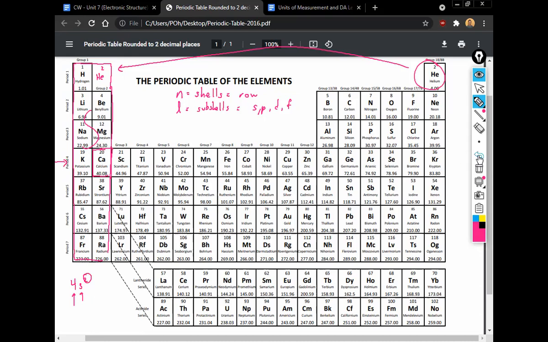Okay, so just to repeat, this is a lot easier, right? Calcium is in the 4th row, so that's where we get the N number 4. S is the L, the subshell. It's in the S section. And then if you look at calcium, it's box number 2 in that subshell. And so that's why we have 2 for the subshell. So these first 2 columns represent the S subshell.